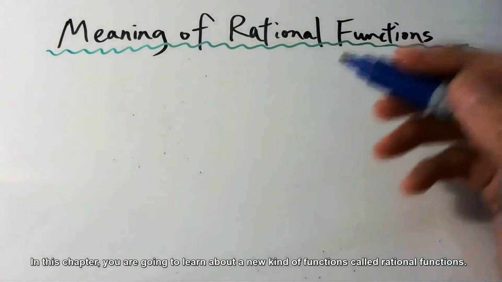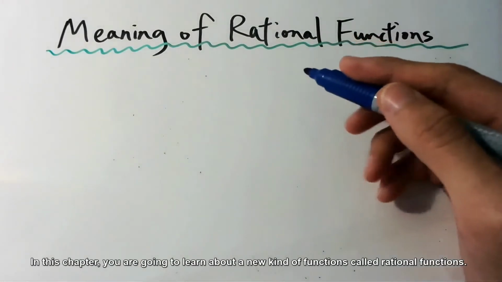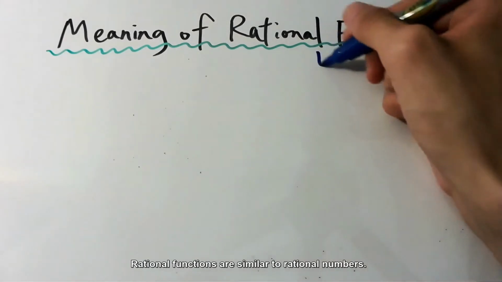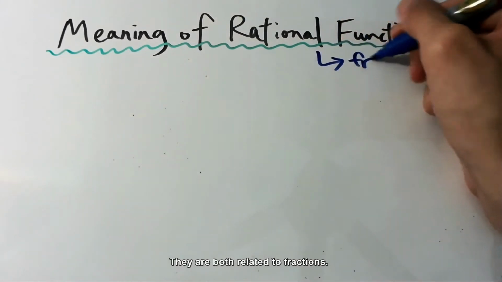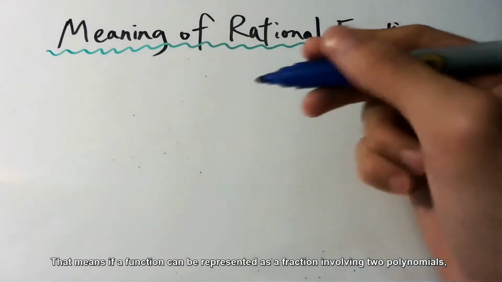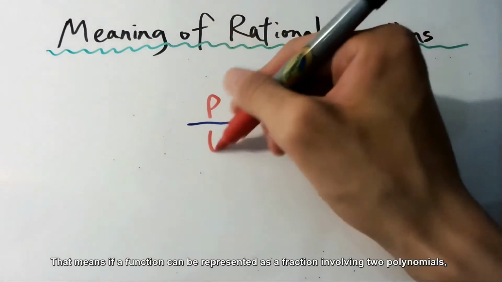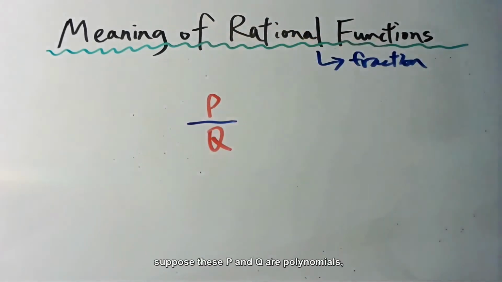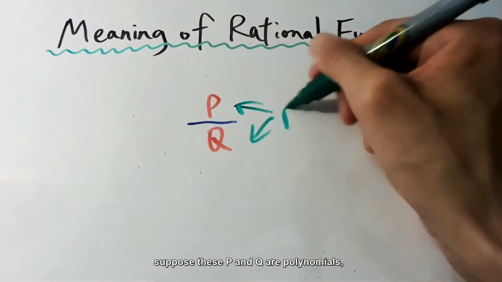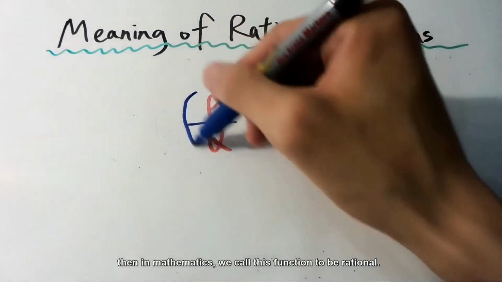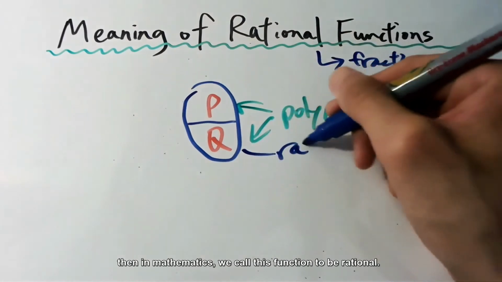In this chapter, you are going to learn about a new kind of function called rational functions. Rational functions are similar to rational numbers. They are both related to fractions. That means if a function can be represented as a fraction involving two polynomials, suppose this p and q are polynomials, then in mathematics, we call this function rational.